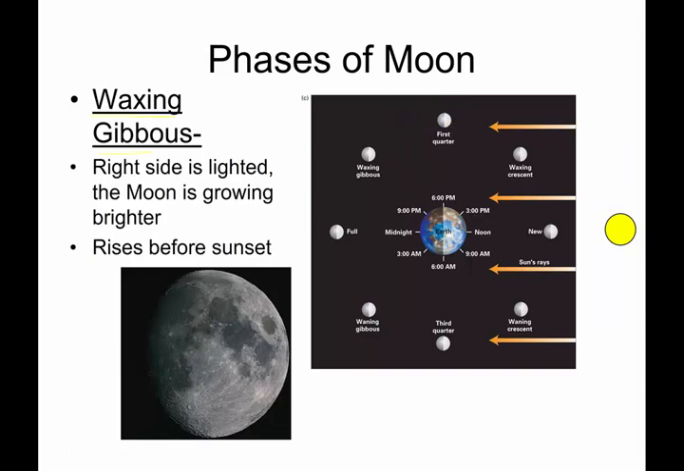Waxing gibbous is when we see more than half. So gibbous means more than half is lit up. When the light from the sun is coming in this direction, let me draw my picture better, we actually see all of this section of the moon all lit up, and that's going to be waxing gibbous because, again, we only see half the moon at a time. Waxing gibbous moons are always going to rise slightly before sunset.